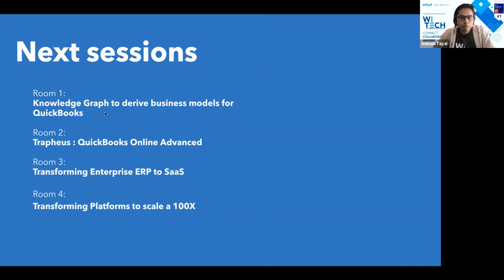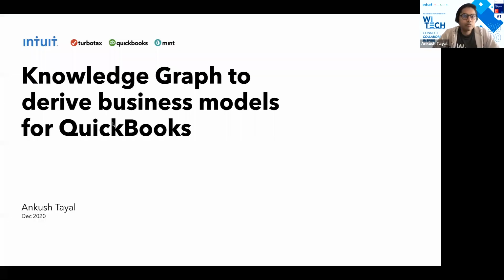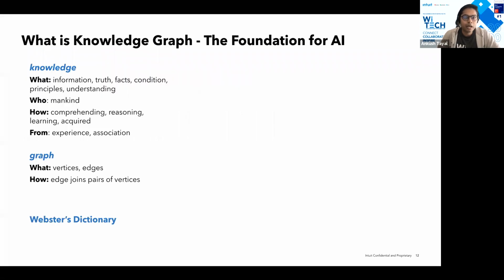So now we'll talk about knowledge graph and how we use it to derive business models for a product called QuickBooks. QuickBooks is a product for business software solutions provided by Intuit and used across the globe. So let's take a step back. What is a knowledge graph?